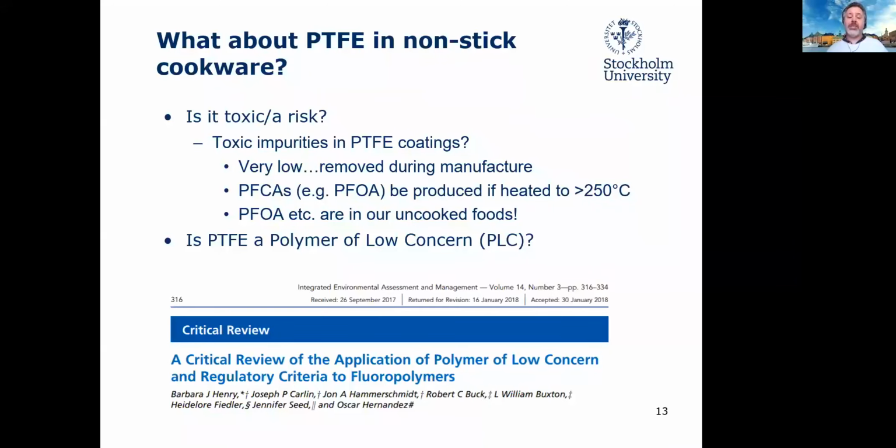We did hear that they can generate PFCAs above the gas phase at very high temperatures. But we should also remember that we have PFOA in our food and other PFCAs from the environmental contamination. So we can't reduce the exposure in our food. We're going to be exposed to low levels of PFOA and other PFCAs because it's in our food anyway from the environmental exposure. And the tiny amounts that get in, maybe from the pan or from heating the pan too much, is much lower than what's in the food already. Although we need to really consider this carefully.